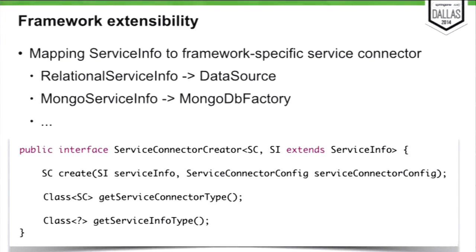So in the case of the Spring Data JPA, it's just going to take the host name, port, database name, username, password, and pull all that out of the service info and create a data source object from that. So three methods. The main method is the create method that just takes the service info data model and returns the appropriate connector type from that. And then the other two methods are just informational methods, just so Spring Cloud can get information. So yeah, I think that's it on that. Yeah, question?